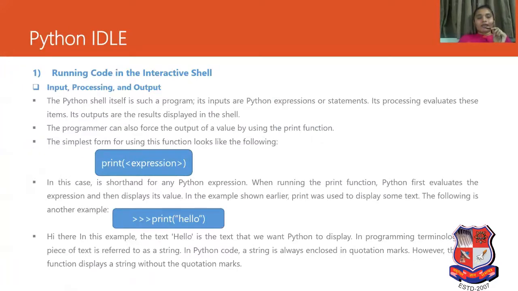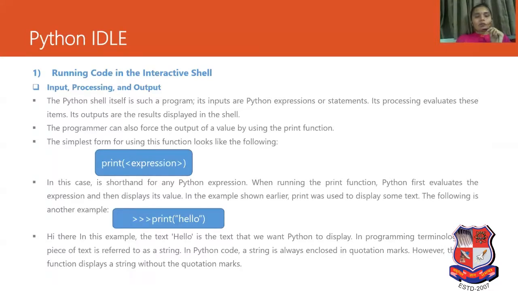Python IDLE: running code in the interactive shell. In any programming language, we require 3 things: the input, the execution, that is the processing, and the output of the processing. Python shell itself is such a program. Its inputs are Python expressions or statements. Its processing evaluates these items, and the outputs are the results displayed in the shell.